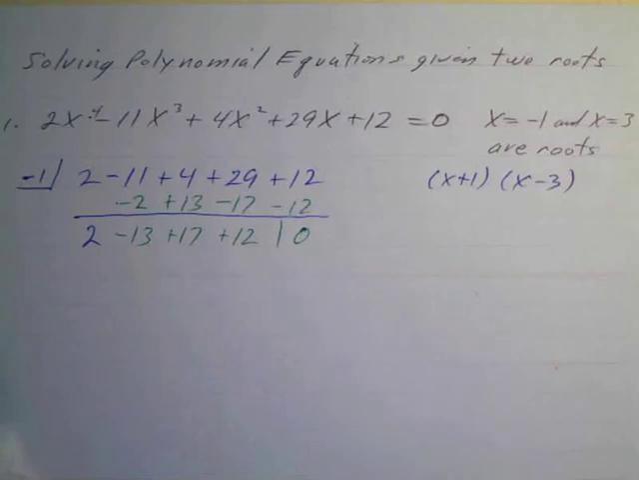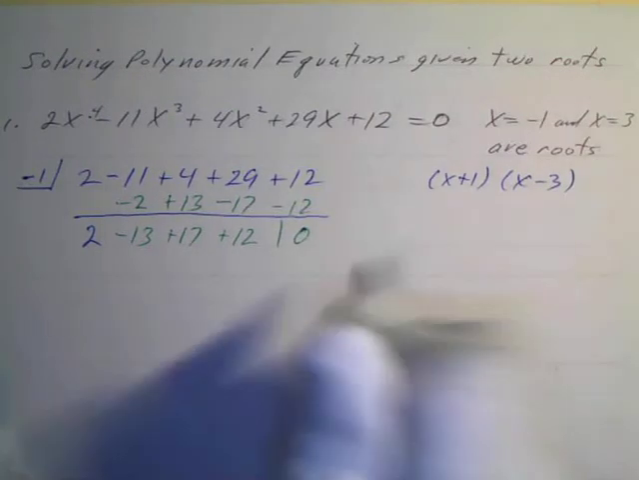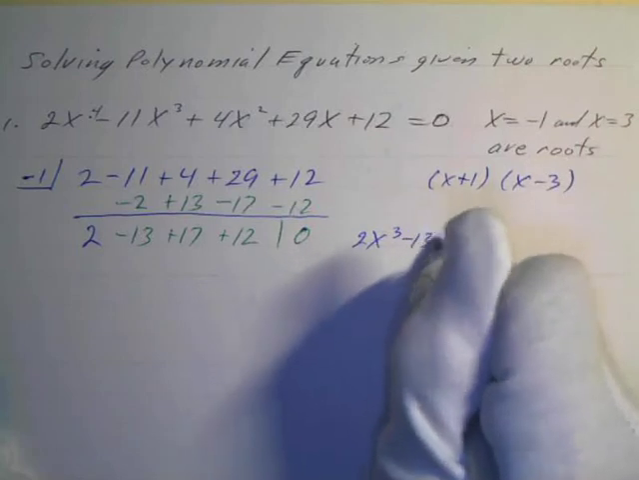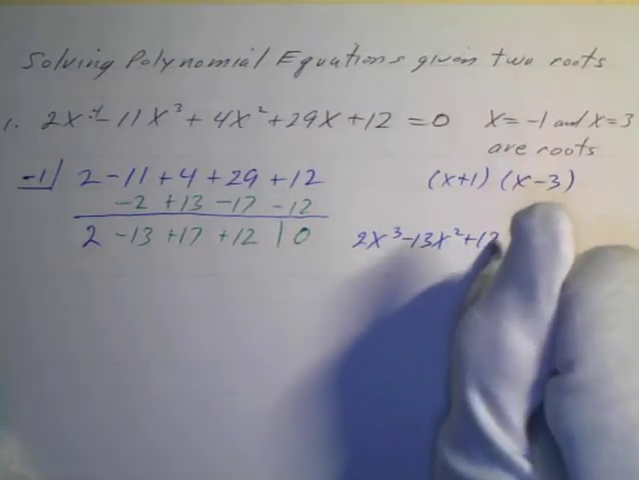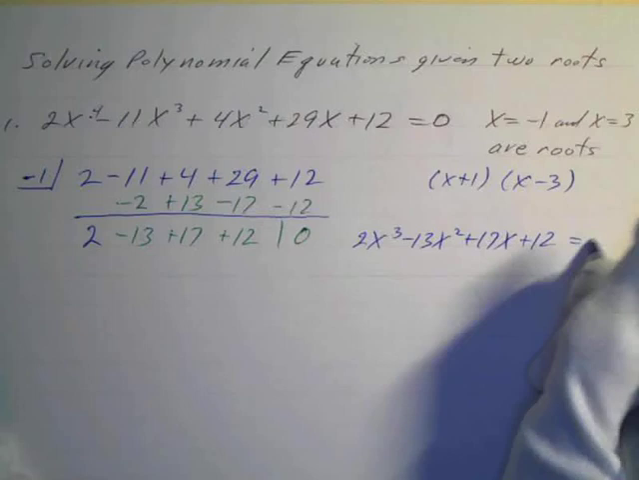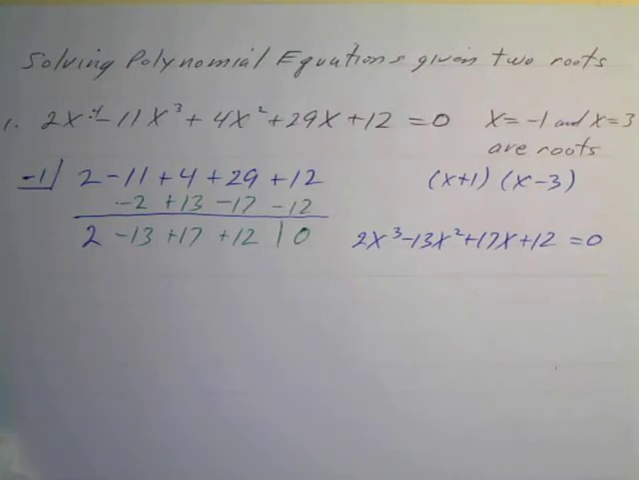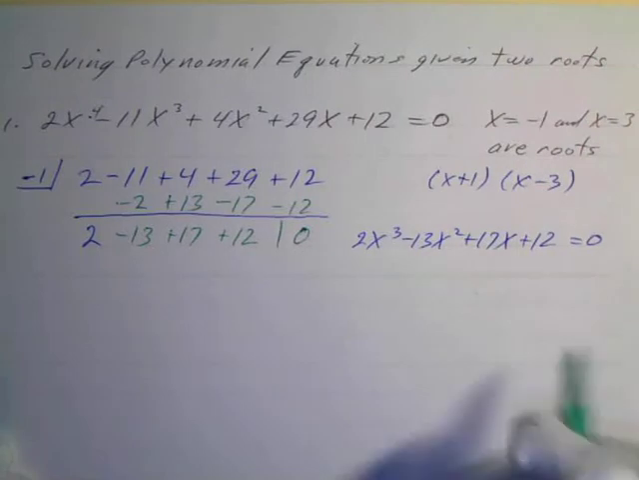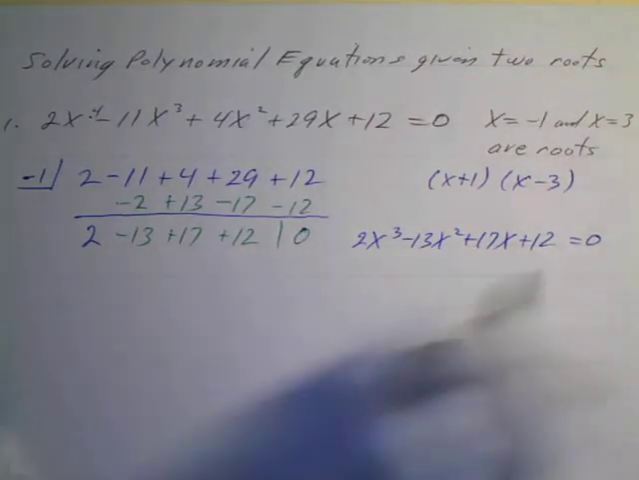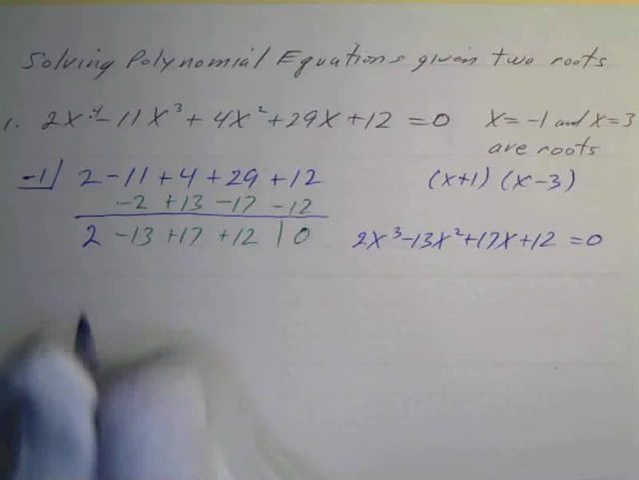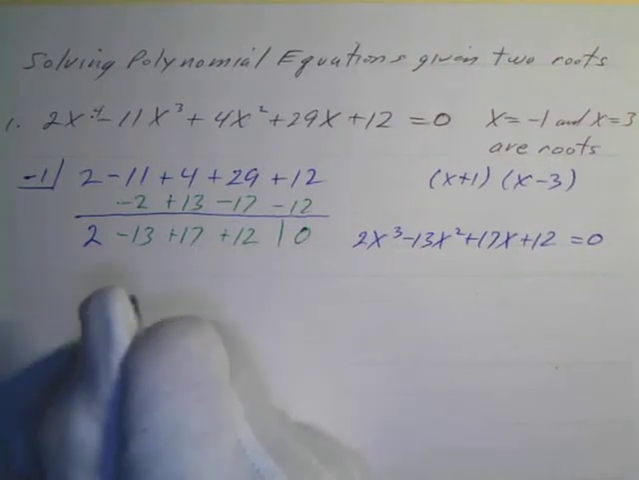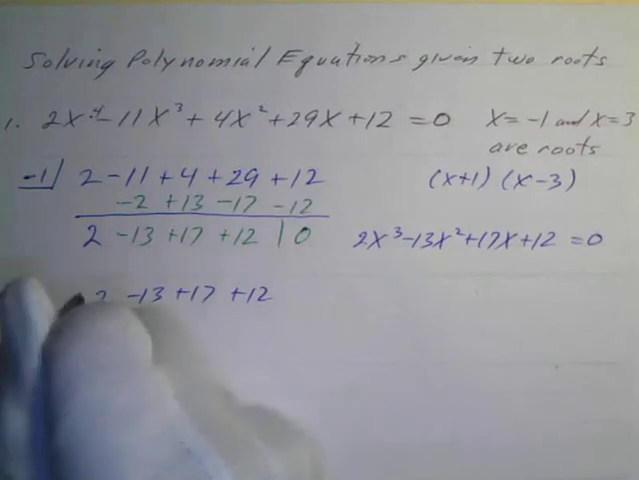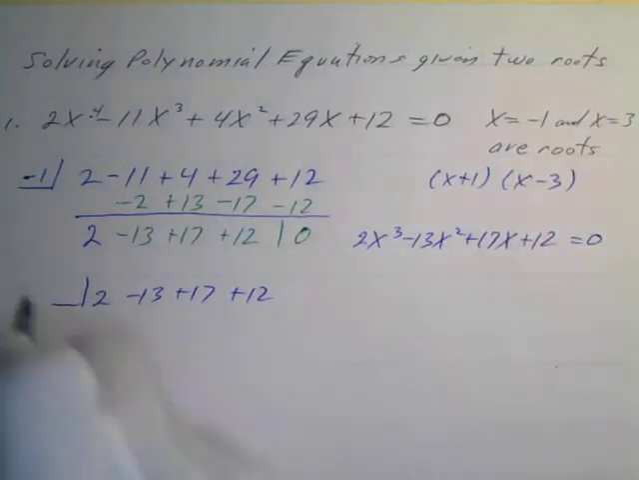And if I wrote that equation out, that would be the same thing as 2x to the third minus 13x squared plus 17x plus 12 equals 0. So that's my reduced equation. But I know that this will also be a factor of this, so I can divide it out again. And I can just use these numbers. I don't have to write this out. I can just start with 2, -13, plus 17, plus 12 and divide that by 3.